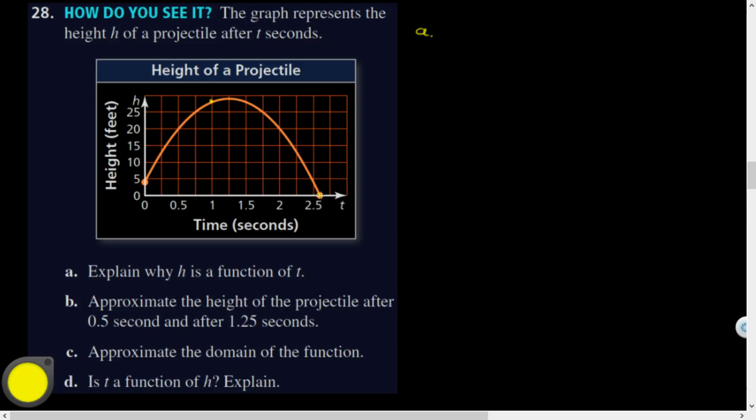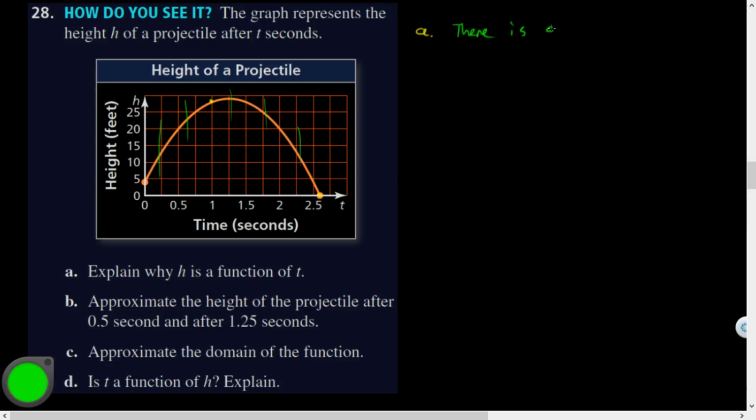Looks like 2.6-ish seconds or something like that, right? It lands when its height is 0, and there's only this point when the height is 0. So that's a whole bunch of side information, but it asks the question, why is h a function of t? And I would say because there is at most one output for every input, all right?